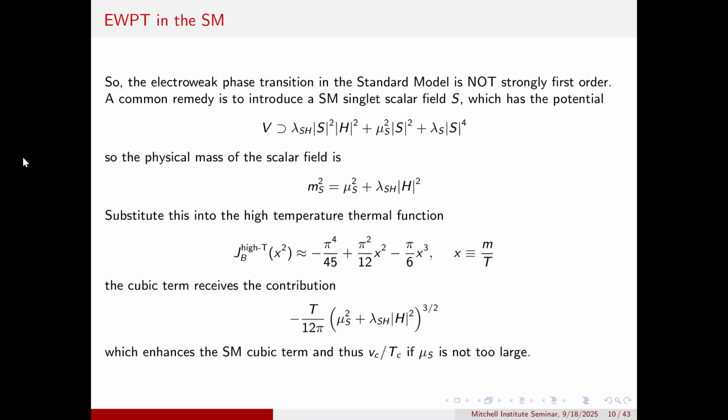Yeah, so usually in this scenario, people would consider lambda SH to be order 1 for sufficient VC over TC. Okay. Yes. But this is model dependent. Sure. Actually, as I will show later, we have a much lower lambda SH, which can also satisfy the requirement. And it's also for sure constrained by experiments as well.